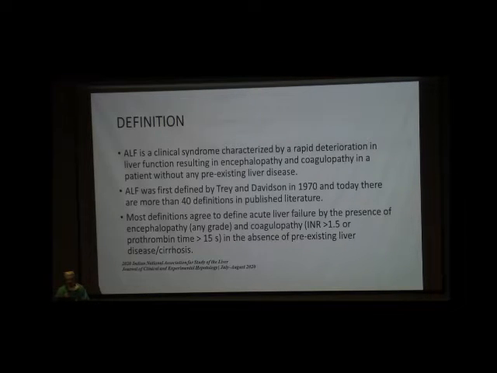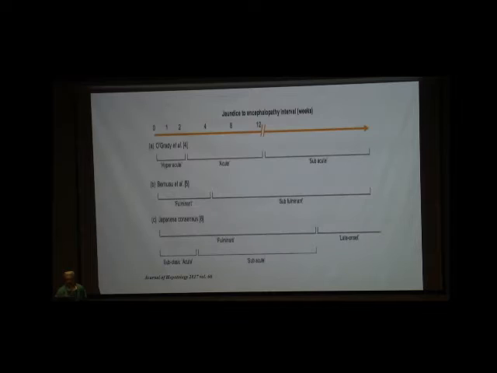Acute liver failure is a clinical syndrome characterized by rapid deterioration in liver function resulting in encephalopathy and coagulopathy in patients who don't have any pre-existing liver disease. The first definition was by Trey and Davidson in 1970, and today there are more than 40 definitions in the published literature. Most definitions agree to define acute liver failure by the presence of encephalopathy of any grade and coagulopathy with an INR of more than 1.5 or a prothrombin time of more than 15 seconds in the absence of any pre-existing liver disease.